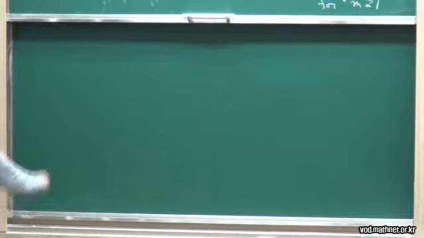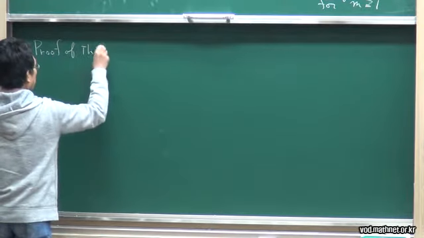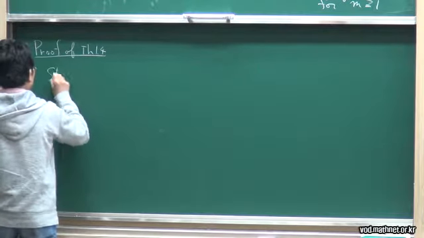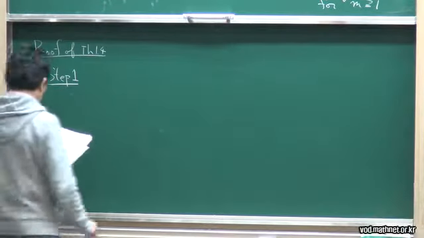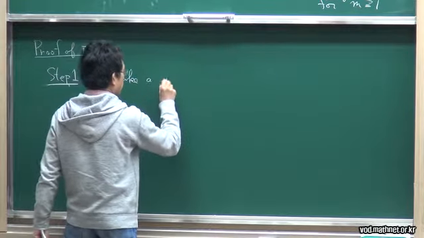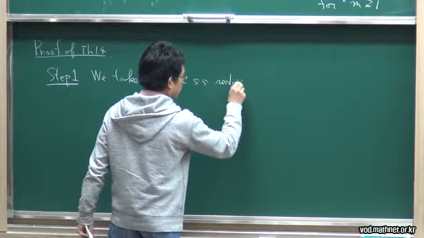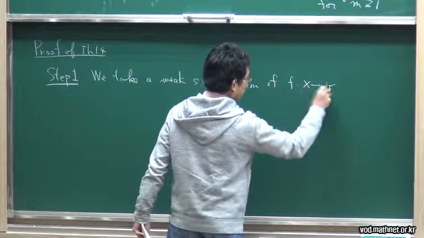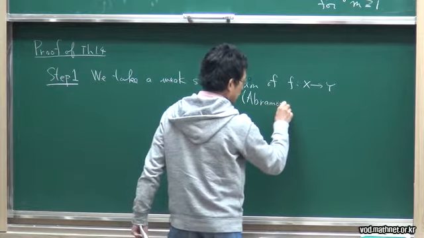Okay, let's start the proof of theorem 1.4. Step 1. We take a weak semi-stable reduction of f: X to Y. This is a result by Abramovich and Karu.